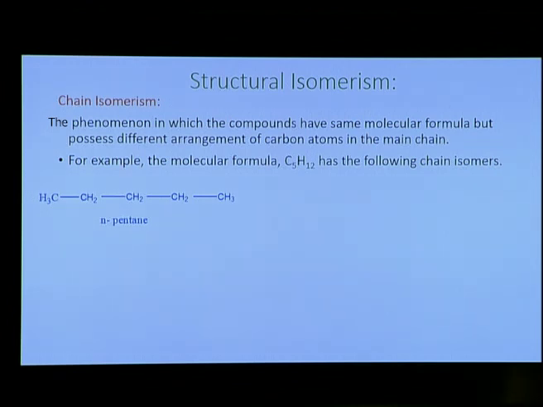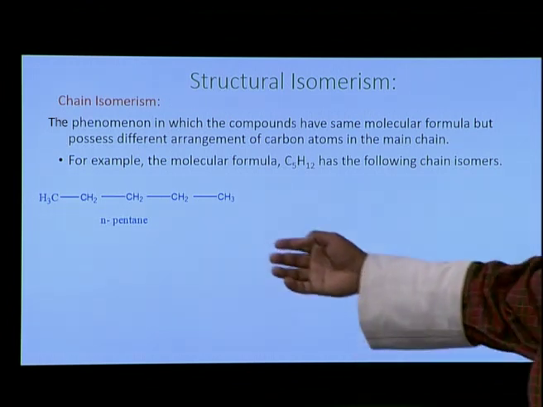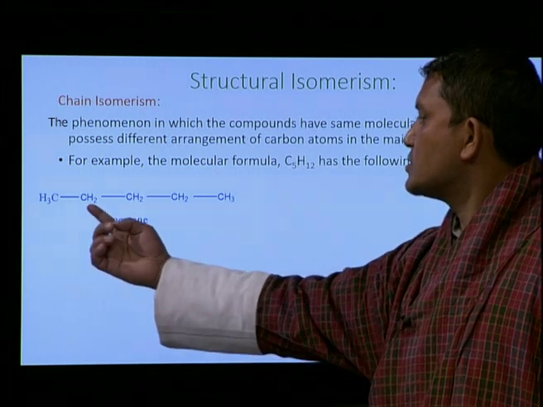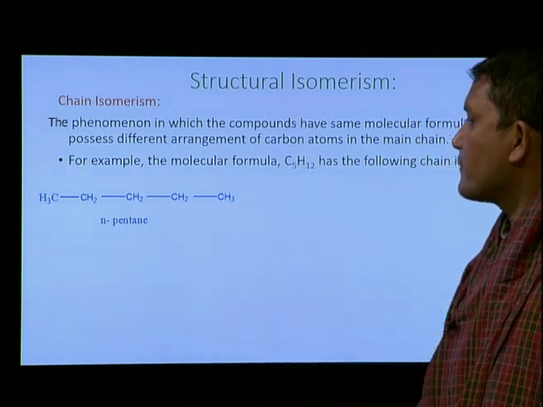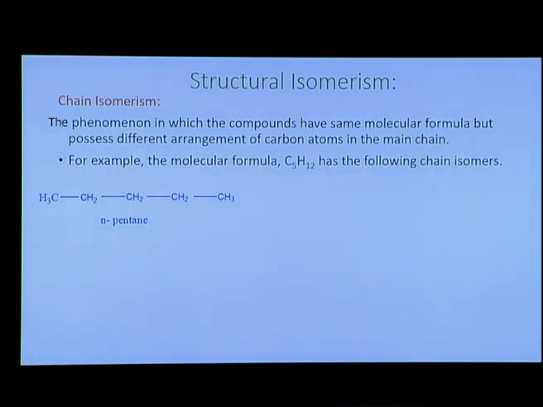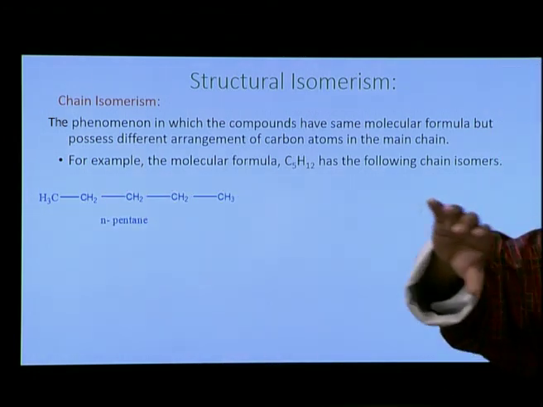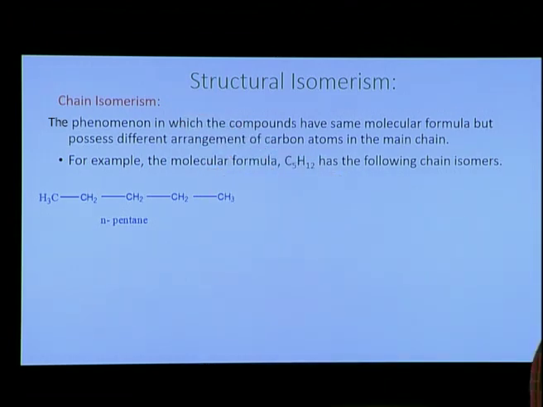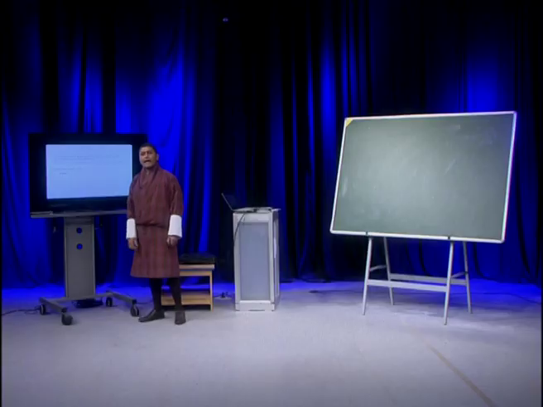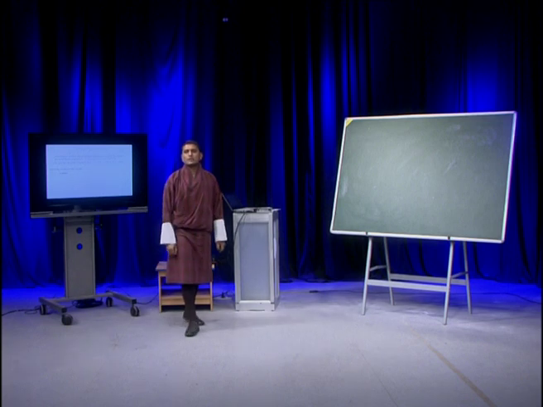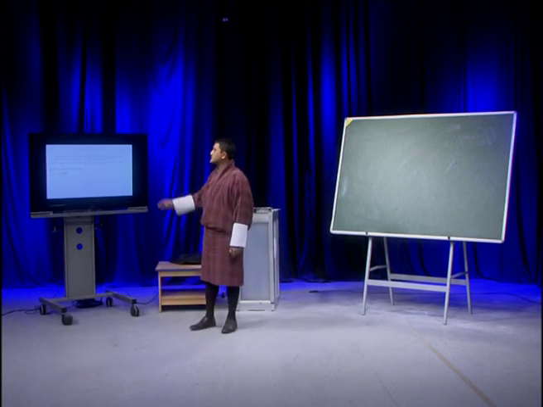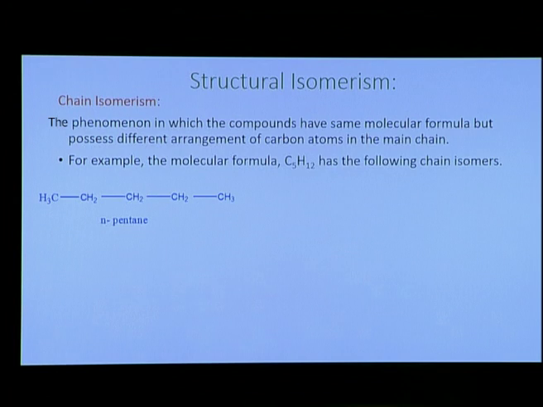Here, if you look, we have 5 carbon atoms, 1, 2, 3, 4, 5. The carbon atoms are arranged in a straight chain, and the compound name becomes n-pentane, which is also known as normal pentane. Now, from the same molecular formula having 5 carbon and 12 hydrogen, we can have another compound.